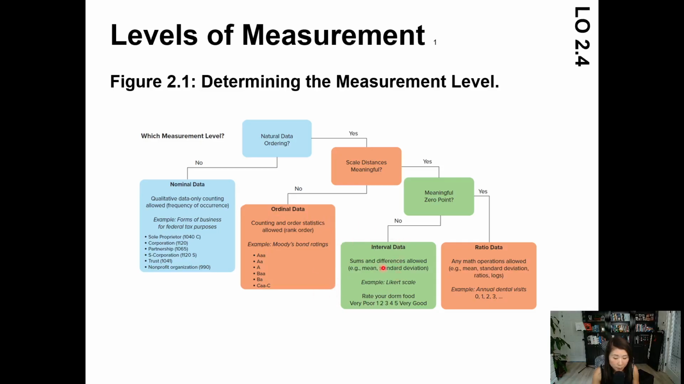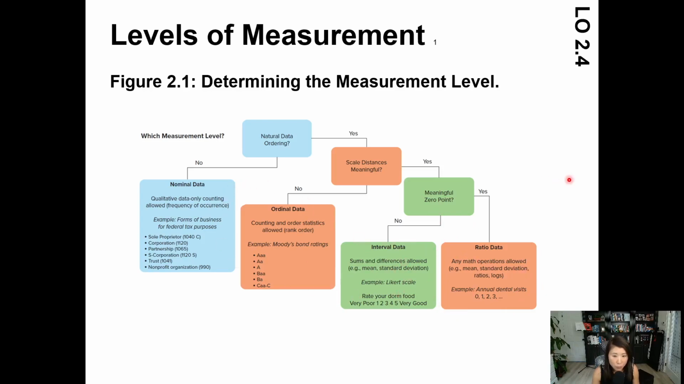Okay, so next is our ratio data example. Here any math operation is allowed: mean, standard deviation, ratios, logs. Take annual dental visits. If you have 0 dental visits, that means you never visited. So you have an absolute 0 included. Okay, so here's more examples.